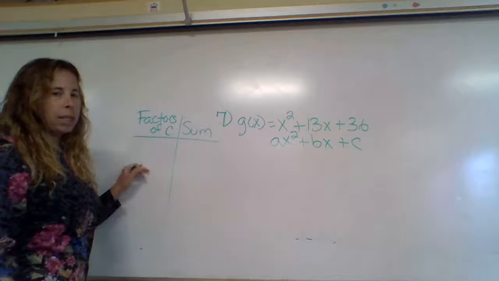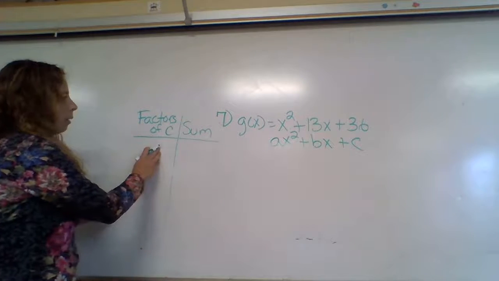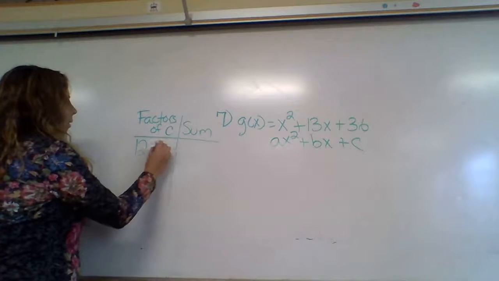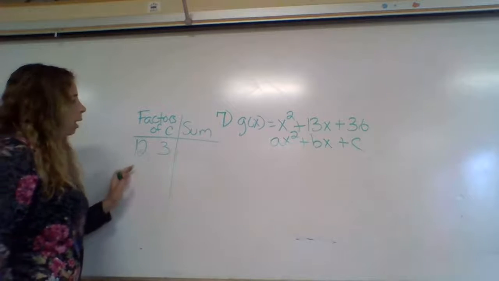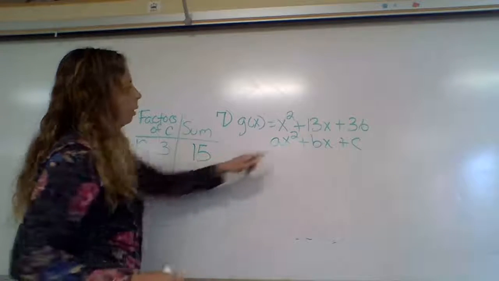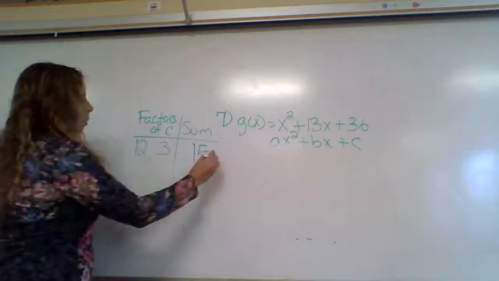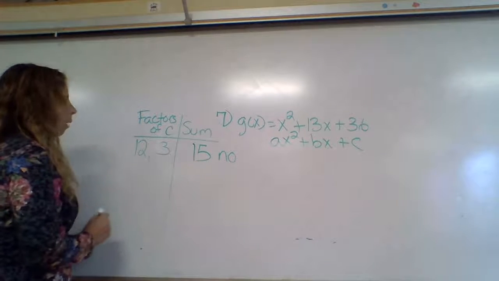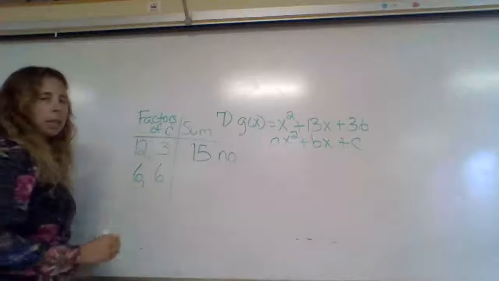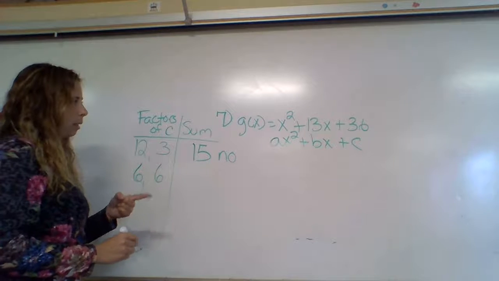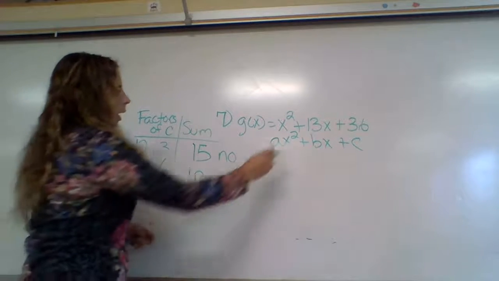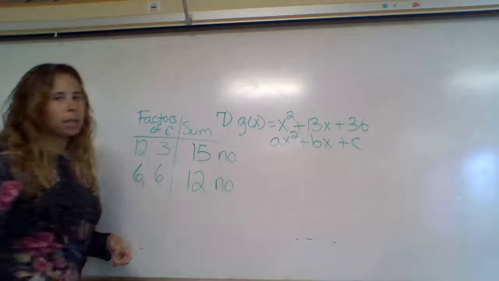What you can always do is make a table of factors of c. Let's do 36, 12, and 3. 12 times 3 is 36, but then what do they add up to? 12 plus 3 is 15. That's not right, I need it to be 13. What about 6 and 6? 6 times 6 is 36, but 6 plus 6 is 12. I need it to be 13, so no.